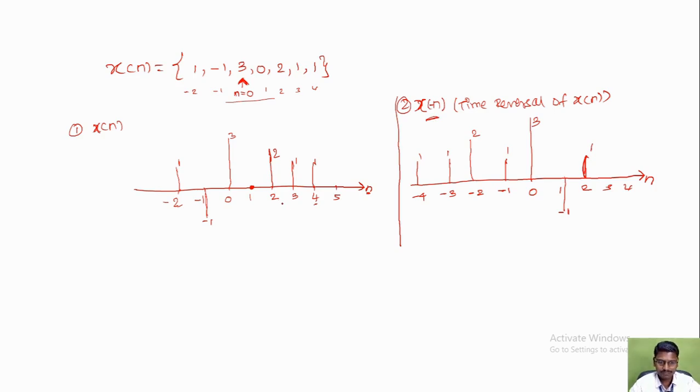Now let me go for the next operation. We have performed two operations here: one is x of n, the next is x of -n. Now let me go for the third operation, that is x of n minus 2. Before that, let me write the value for x of n in the slide. So x of n is equal to 1, -1, 3, 0, 2, 1, 1, where 3 is the 0th sample, n is equal to 0.